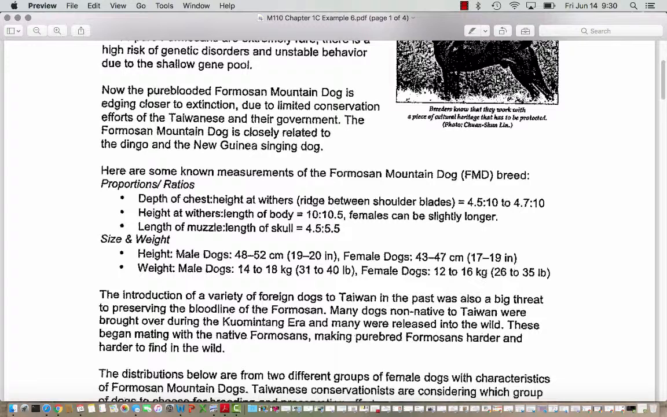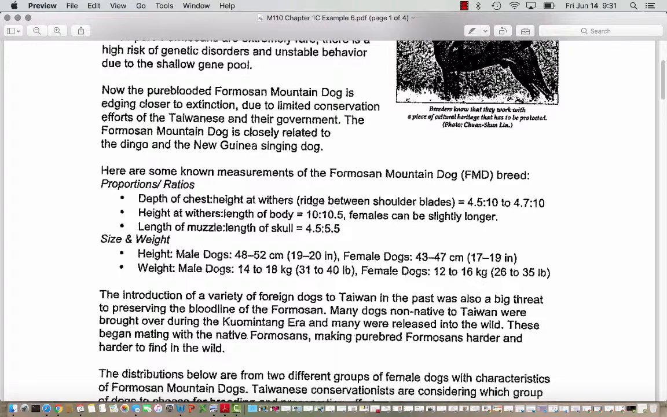So these are the known measurements about the Formosa mountain dogs. We have proportions when they look at the ratio or the fraction between the depth of the chest and the height at the withers. The withers, if you don't know, is that ridge between the shoulder blades on a dog. And so that ratio is 4.5 to 10. So if the depth of the chest is 4.5 inches, then the height of the dog from the ground to the withers between the shoulder blades would be 10 inches. So that's the ratio for this breed of dog.